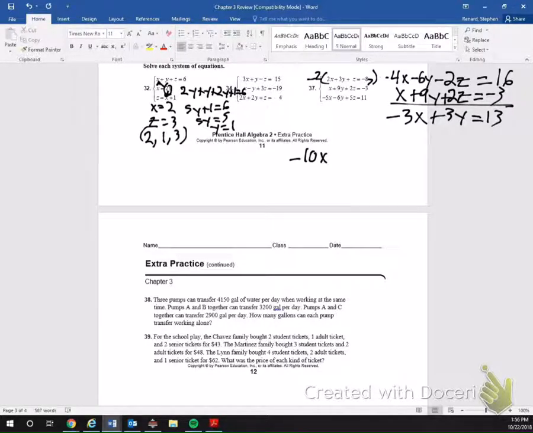So now what I'm going to do is multiply that top equation by a negative 5. And that's going to be negative 10x minus 15y minus 5z equals negative 40, or positive 40 rather, because I'm multiplying it by a negative 5.